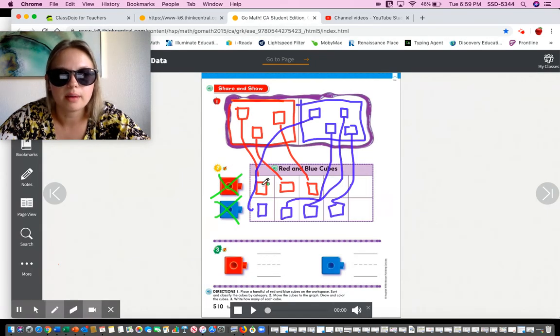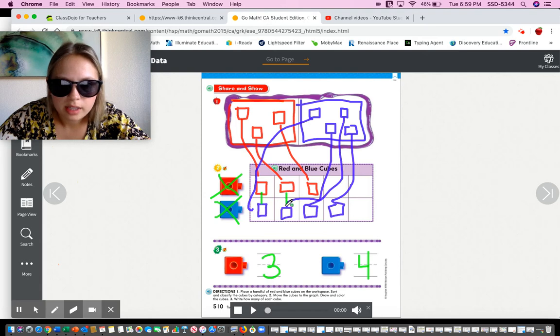So let's go back up. 1, 2, 3. I have 3 red cubes. Let's see how many blue cubes we have and write the number here. 1, 2, 3, 4. I have more blue cubes than I have red. And I can see that. Look, I'm lining them up. There's 1. They both have 2. They both have 3. But uh-oh, this one only has 4. Only the blue has 4. The red doesn't.